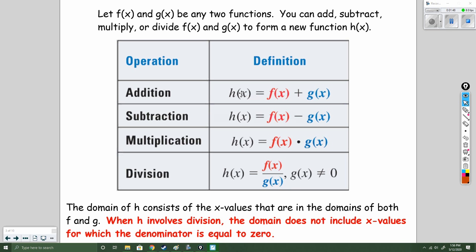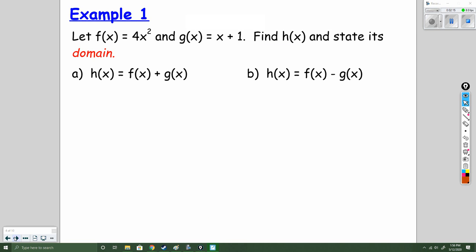So the domain of h consists of the x values that are in the domains of both f and g. And when h involves division, the domain does not include any x values for which the denominator would equal 0. So if g of x equals 0, that would not be in the domain of the function. So we're going to talk about the domain also.